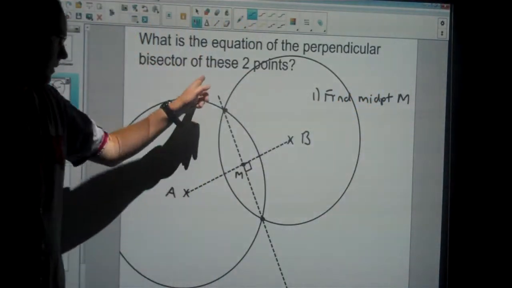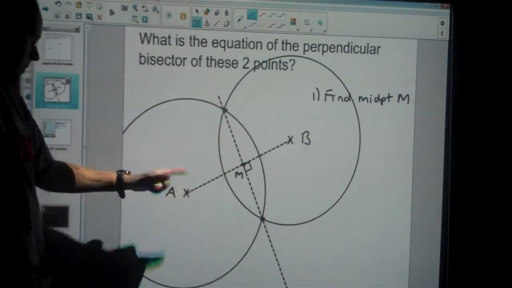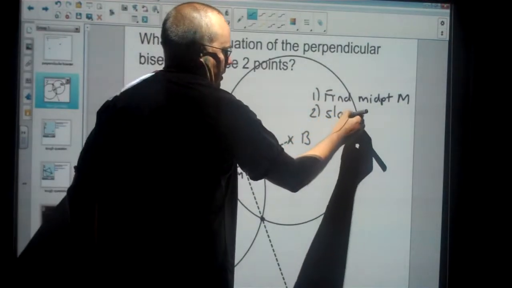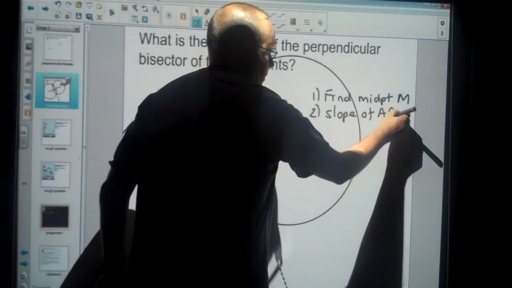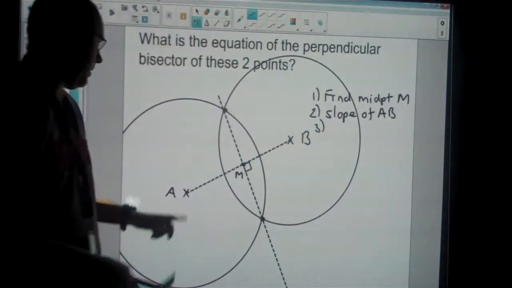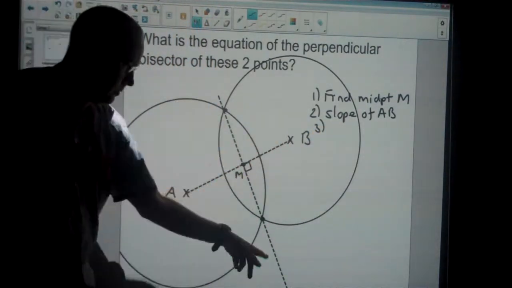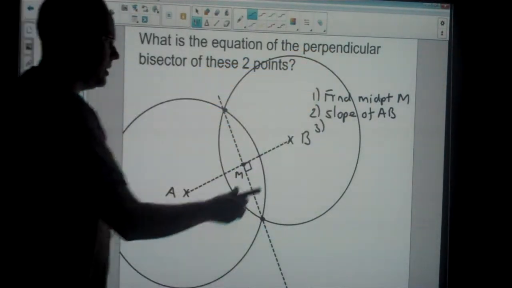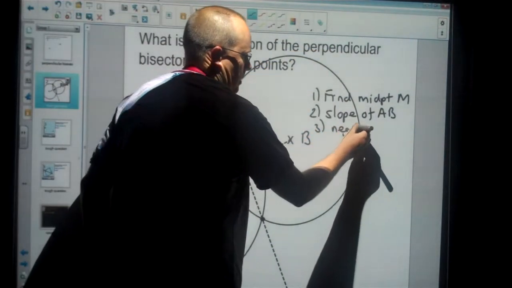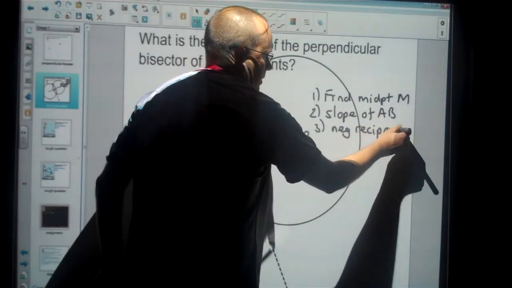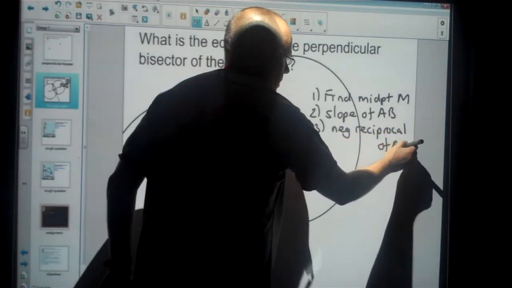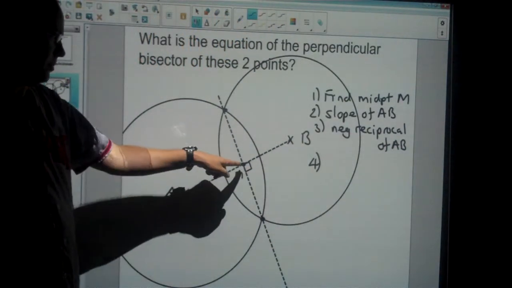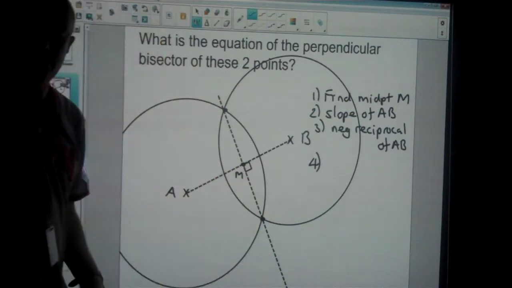And then step two, we need to find the slope of this line, but to do that, first of all, we need to find the slope of AB. And then three, having found the slope of AB, we can find the slope of the perpendicular bisector by doing a negative reciprocal, because that's how we find perpendicular slopes. And then the fourth step, we can write the line, because we have all the information we need. We have a point that lies on the line, and we have the perpendicular slope.